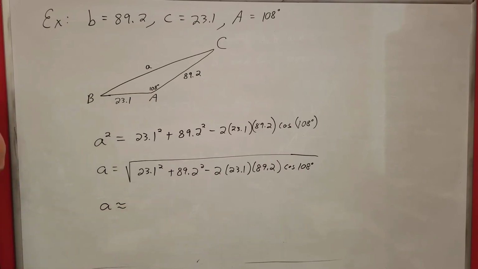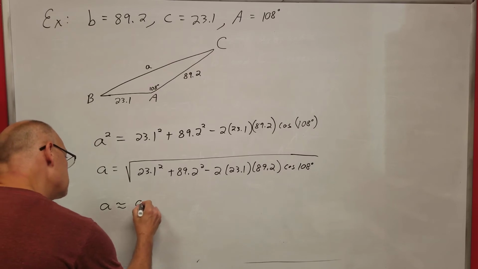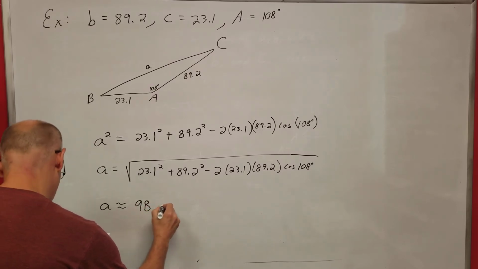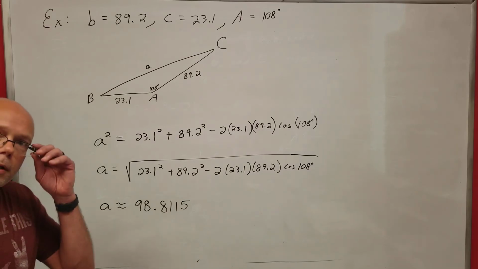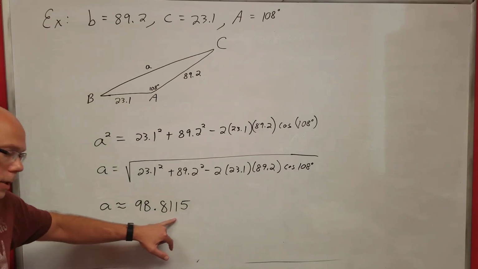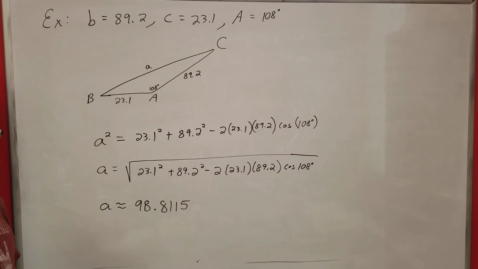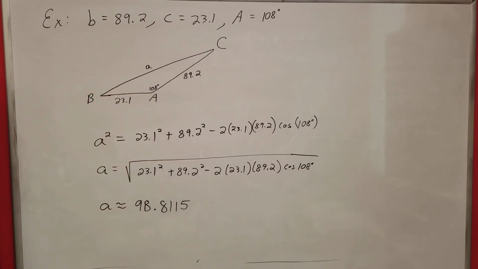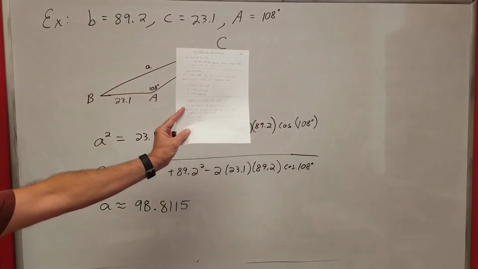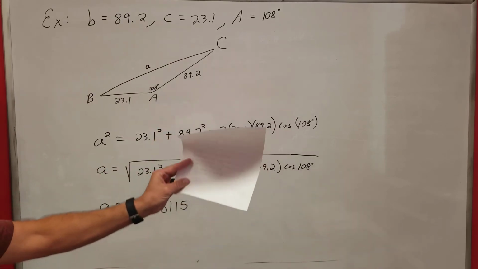All right, so whenever you finish doing this, you should get something like 98.8115. And the directions said round to 4 decimal places, and then at the very end, round to 1 decimal place. All right, so I found the side opposite my given angle. Remember those guidelines for solving the side angle side case? We did number 1. How about number 2?